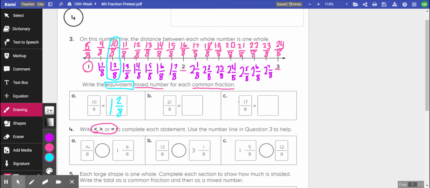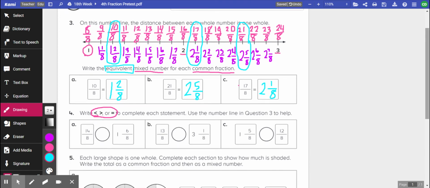Now 21/8. I found it over here, so I'm going to circle it. What mixed number is at the same spot? 2 and 5/8, which means they're equal. They're at the same spot on the number line. Then 17/8, let me find that. I'm going to circle my mixed number. That's equivalent, 2 and 1/8. So see, once you take the time to number your number line correctly, these are a lot faster and easier to do. So now I'm going to move on to comparing greater than, less than, or equal to.